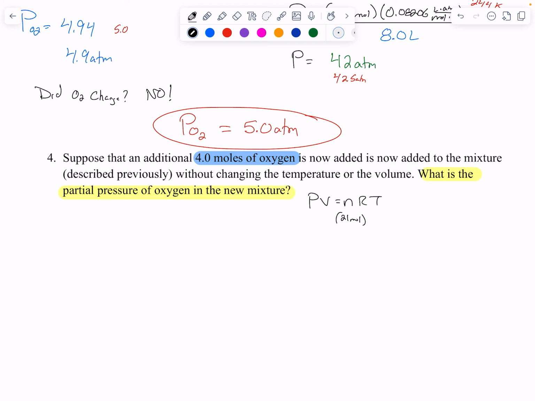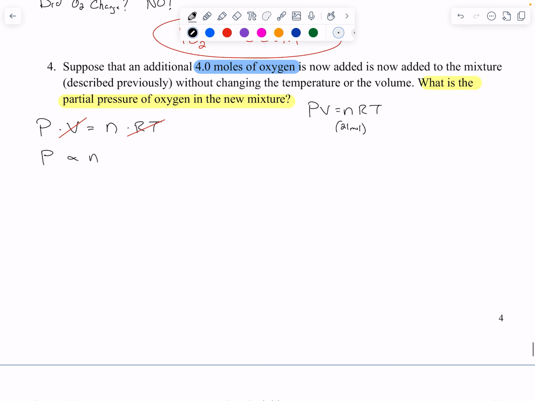We could do that. However, if we go P times V equals n times RT, we know that V is constant, and we know that RT is constant, right? So that means pressure is proportional to the number of moles. Does that kind of make sense, hopefully? It's directly proportional. So I do P1 over n1 equals P2 over n2.